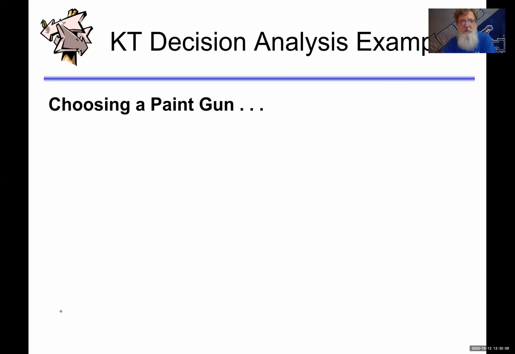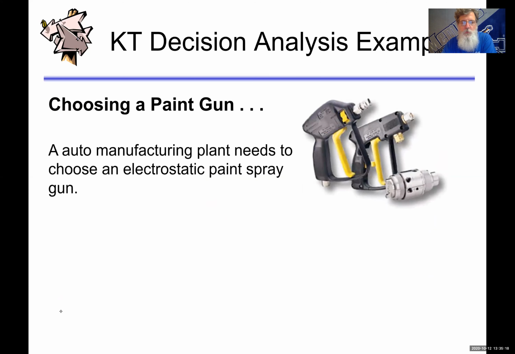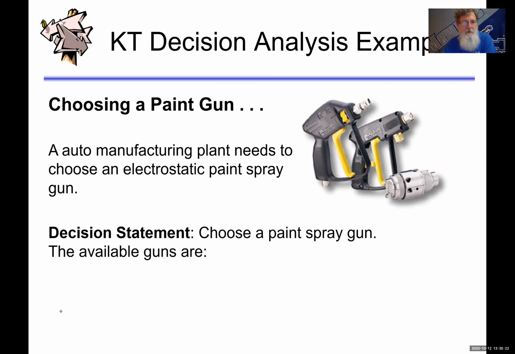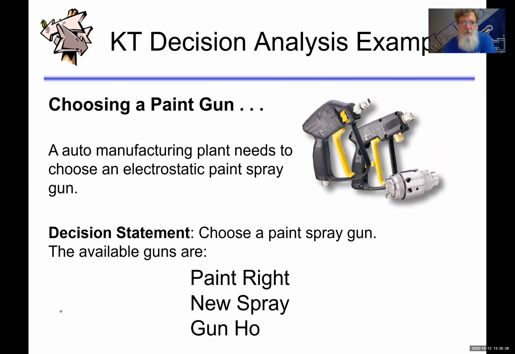So as an example of this, we're going to choose a spray gun for our manufacturing system. We're making automobile parts and we need to paint them before they leave the factory. We want to choose a spray gun, and we have 3 available spray guns: PaintRite, NewSpray, and Gun-Ho.